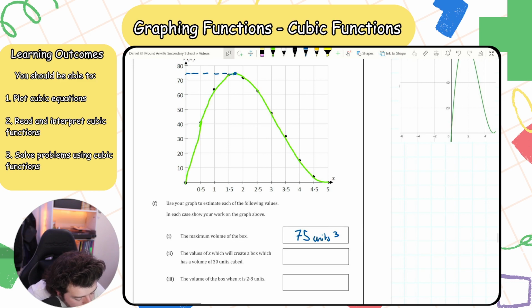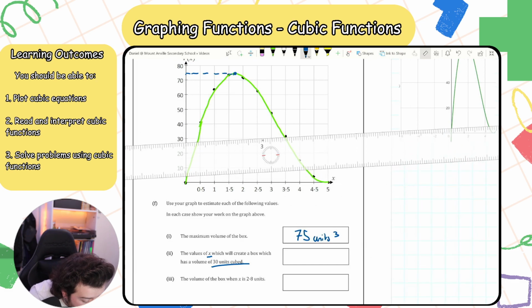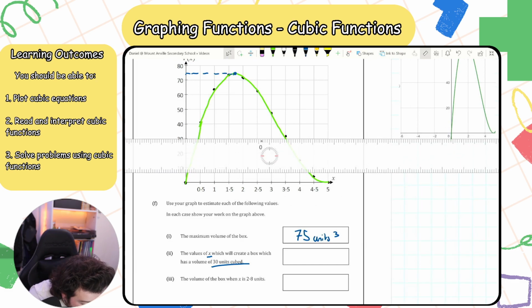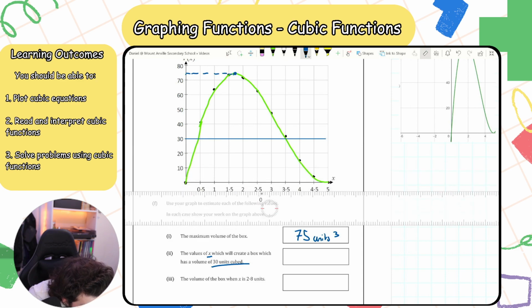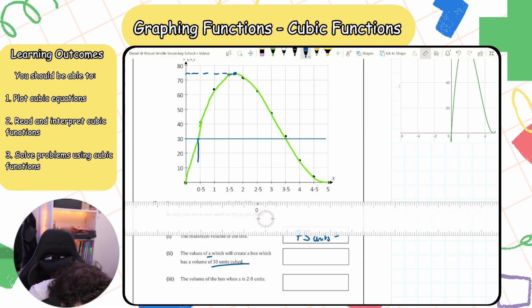The values of x that would create a box that has a volume of 30 units cubed. So we want to find the value of x. We're given the volume, so we're given our y value. So we go here. We have two values of x. So it will be roughly 0.4 and 3.5-ish. Now I think I messed up just a tiny little bit with the graph, but again, we do have a margin for error, and it's hard for me to write on an iPad.